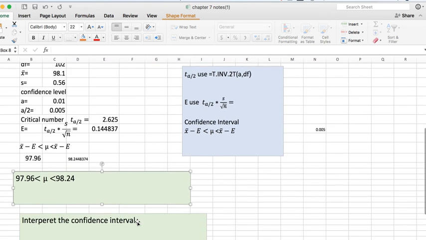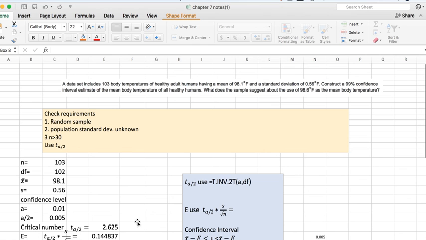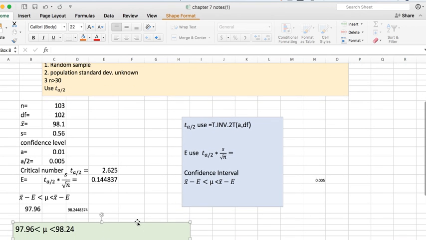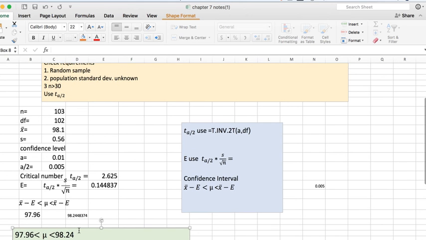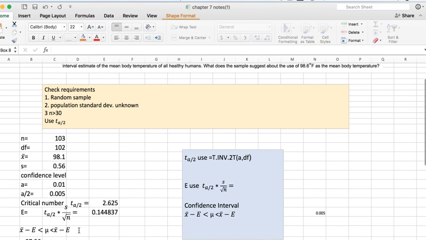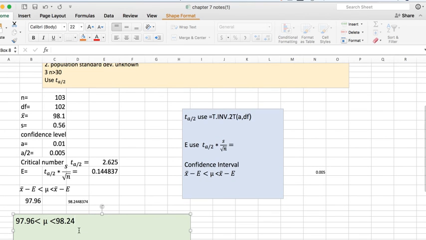And we can see that we are 99% confident that the actual mean of the population of healthy adult body temperatures is in the interval between 97.96 and 98.24. Now, what does that suggest about the use of 98.6 as the mean human body temperature? Well, it seems to suggest that the actual mean may be lower than 98.6 because even the upper bound is lower than 98.6.